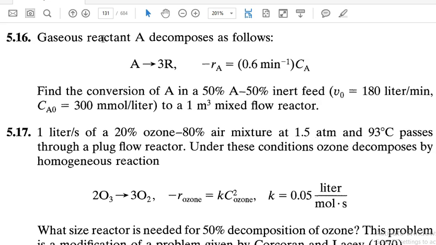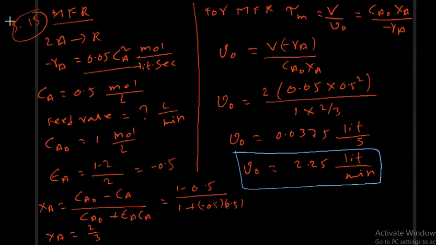Problem 5.16. Gaseous reactant A decomposes as follows. A gives rise to 3R and rate of reaction minus Ra is equal to K into Ca. Find the conversion of A in a 50% A, 50% inert feed, and feed rate is given, Ca naught is given. Right? We need to find out the conversion of A in a 1 meter cube mixed flow reactor. So what type of reactor is it? It is a mixed flow reactor.